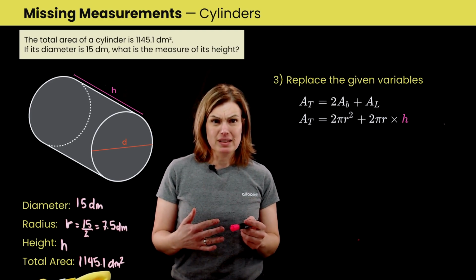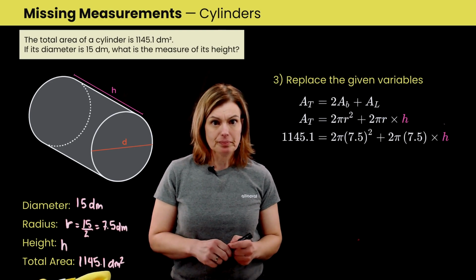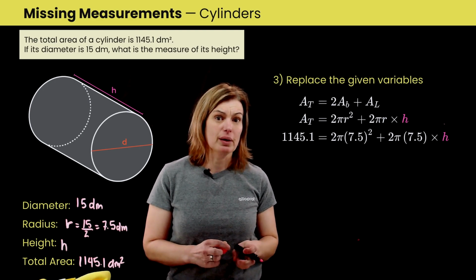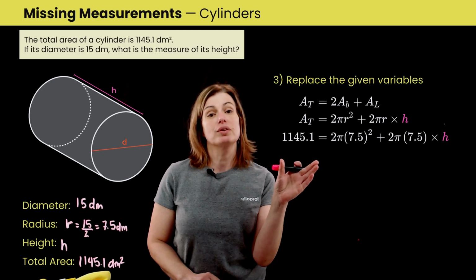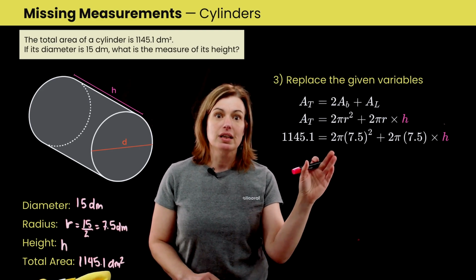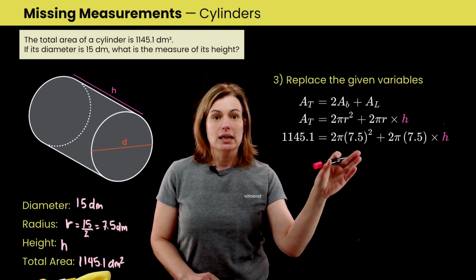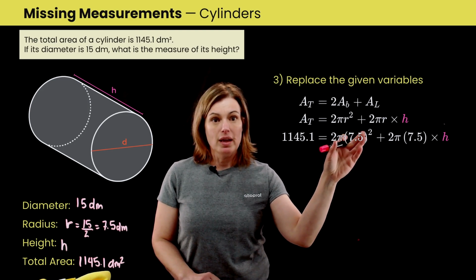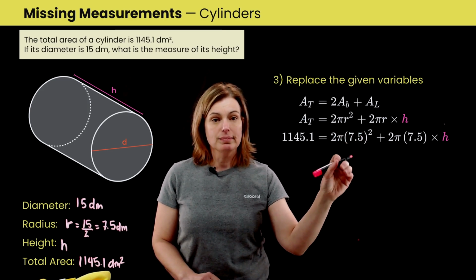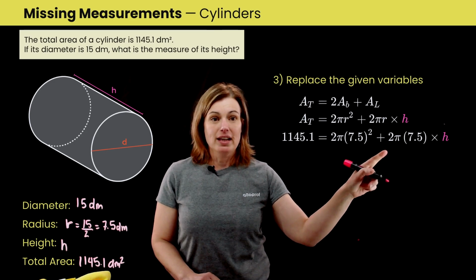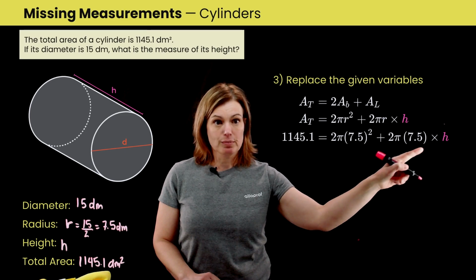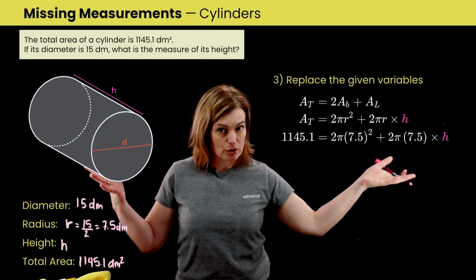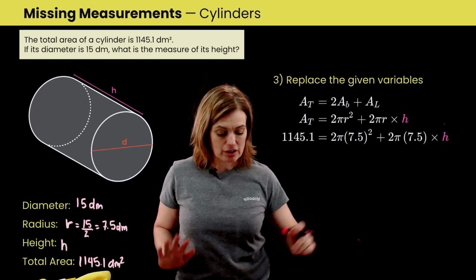So we need to replace the given variables. And when we do that, this is what it's going to look like. We have our total area replaced here. So that's the 1,145.1. And of course, that's going to equal 2 times pi times the radius, which is 7.5. And we've got to remember to square the radius. So next, we're going to add that to 2 times pi times the radius, which is 7.5. So 2 times pi times 7.5, all times the height, which of course we don't know. So it stays as just the variable.